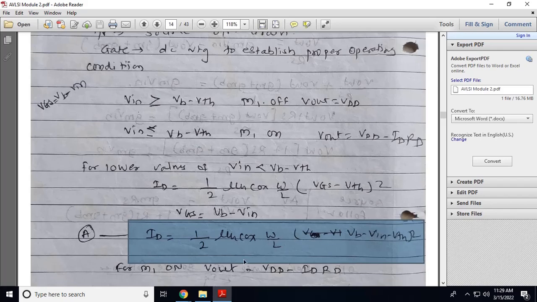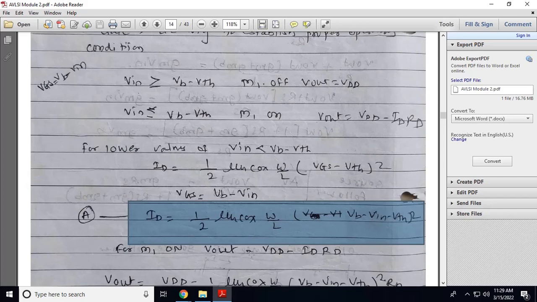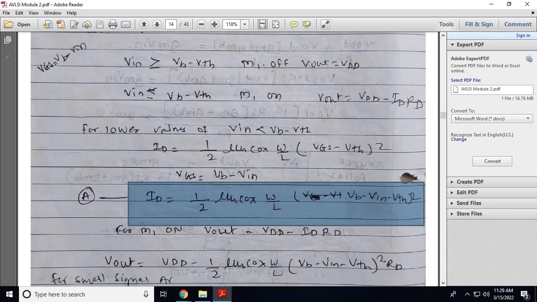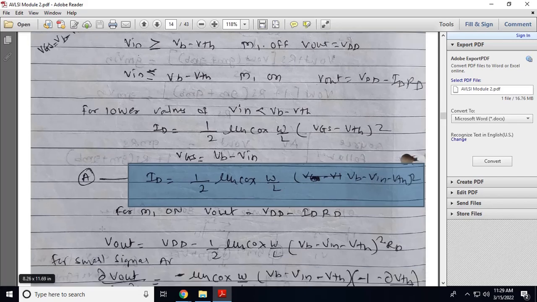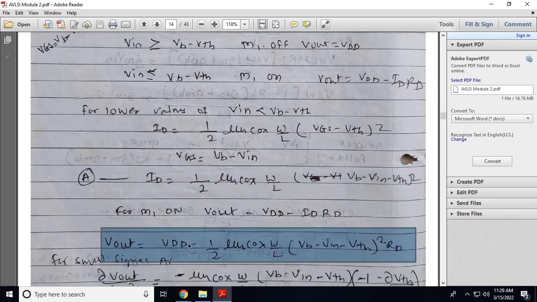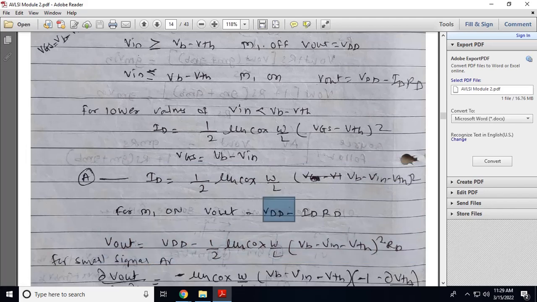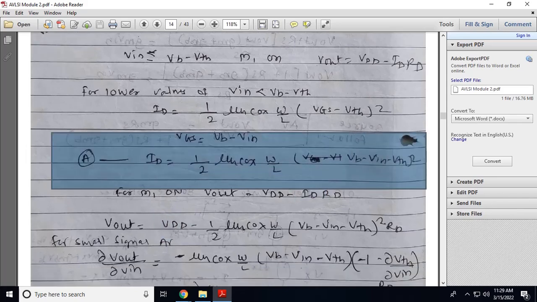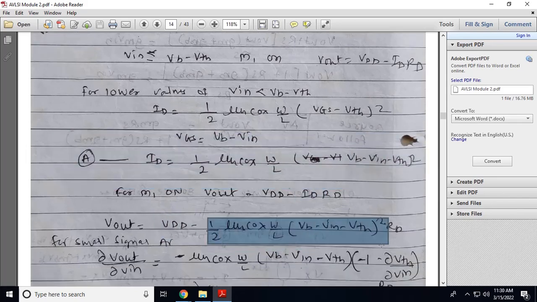So when the transistor is turned on, output is equal to VDD minus ID into RD. So we can put this ID equation here. So Vout is equal to VDD minus ID from equation A, so 1/2 μn Cox W/L (VB minus Vin minus VTH) squared into RD.